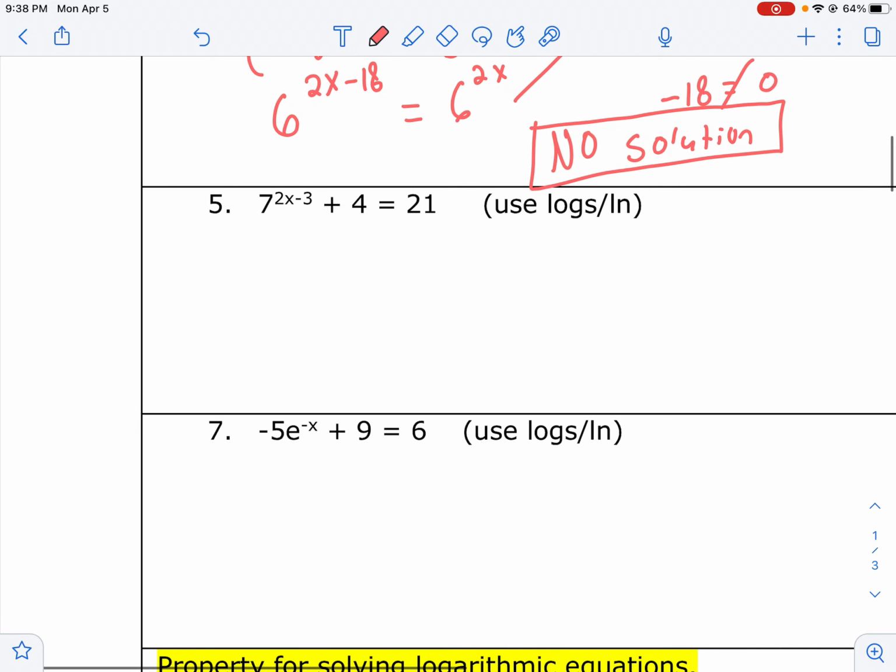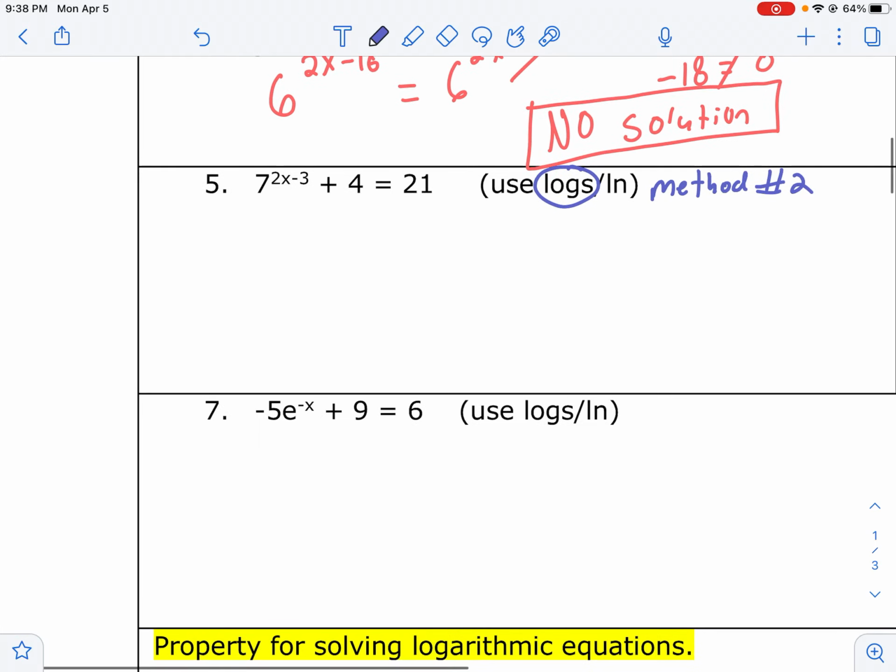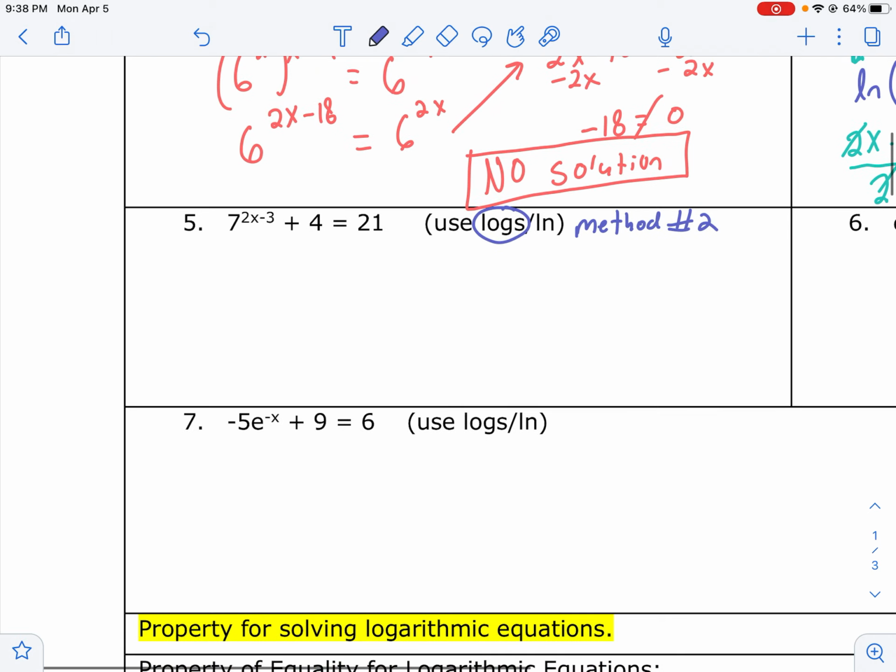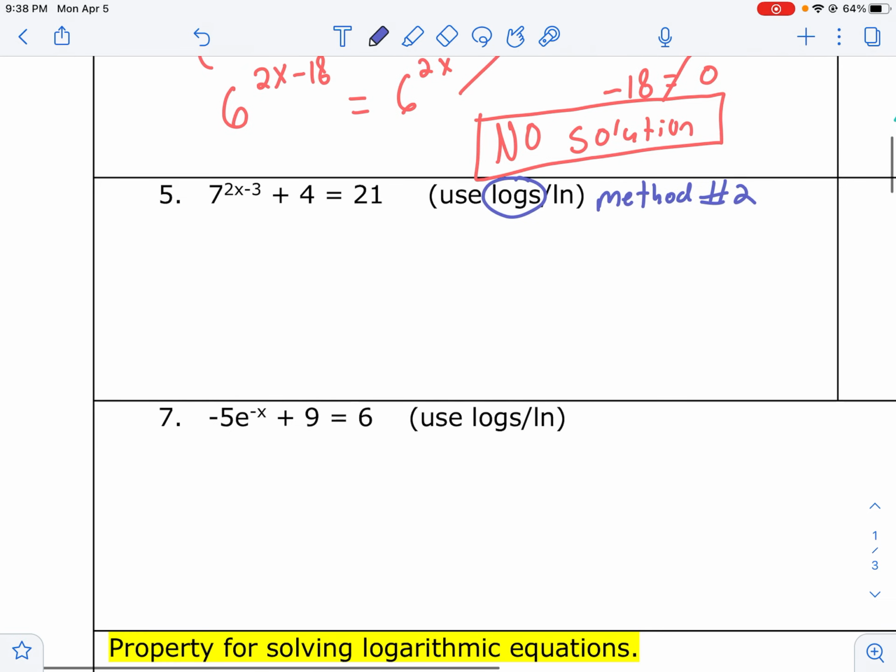So let's do method number 2 down here. We're going to use just logs. All right. This is method number 2. And either of these ways are great methods to solve. Again, I prefer natural log the most just because you'll see you don't have to use change of base formula, but when you use logs, you do.